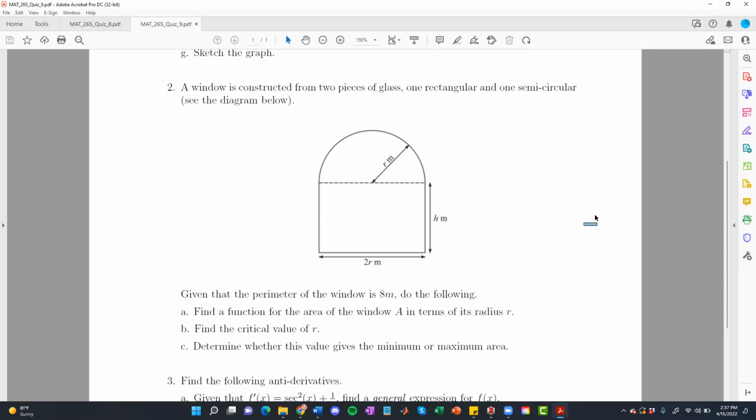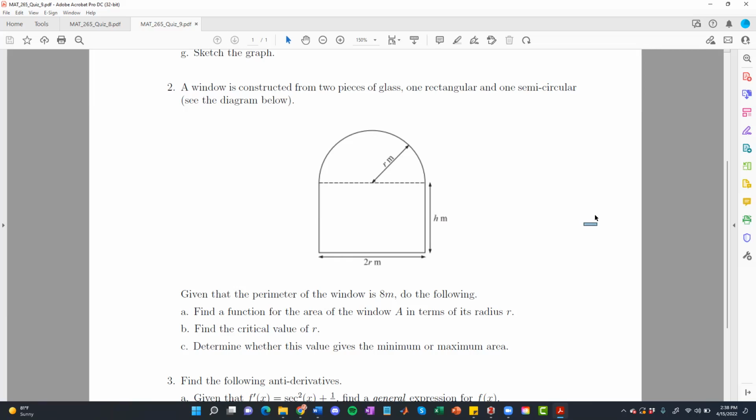So now I can do that. The area depending on R is 2R times 4 minus R minus pi... actually, I might as well leave that all over 2. So 2R times 8 minus 2R minus pi R all over 2, plus 1/2 pi R squared. Cancel, cancel. So area as a function of R is equal to 8R minus 2R squared minus pi R squared plus 1/2 pi R squared.